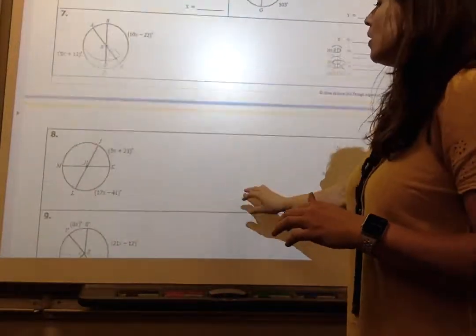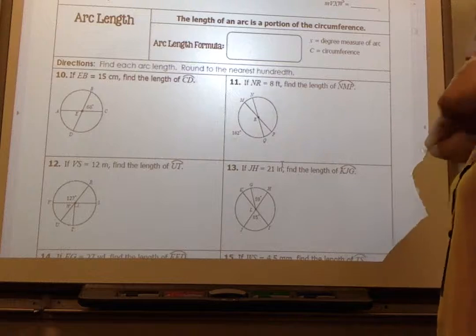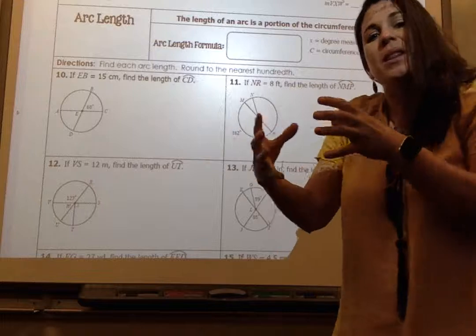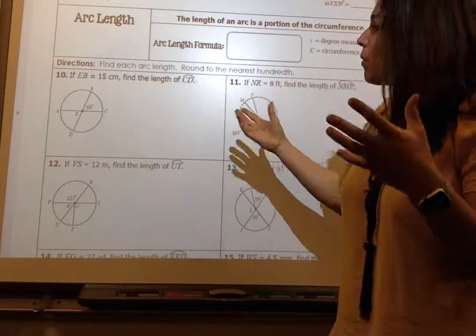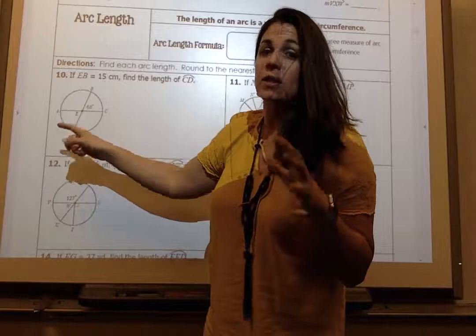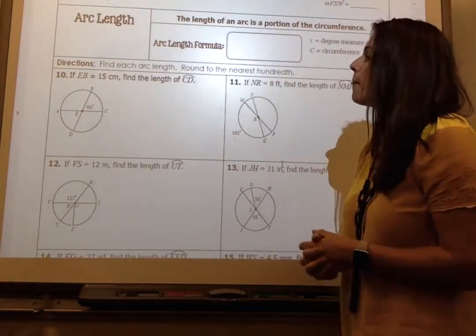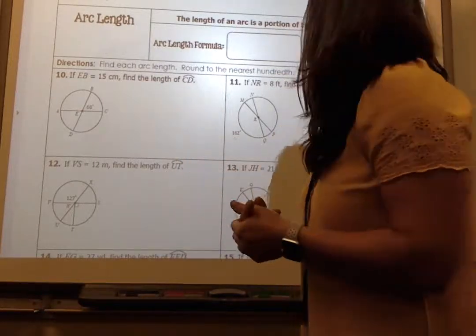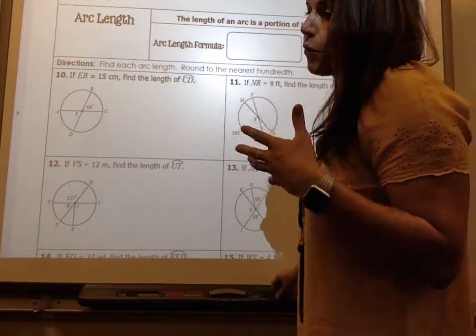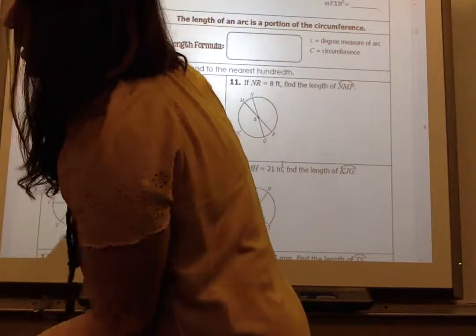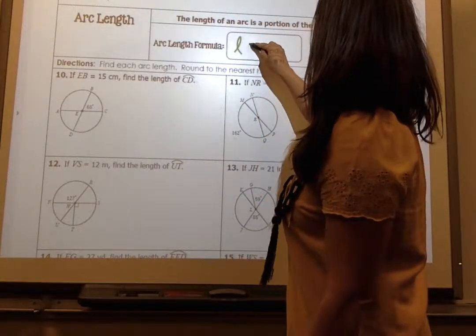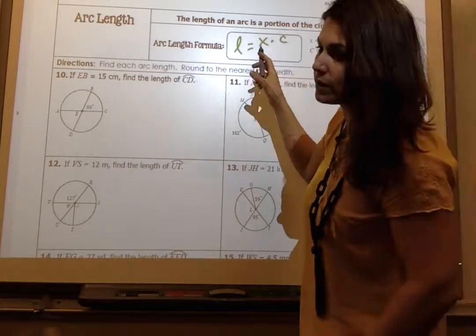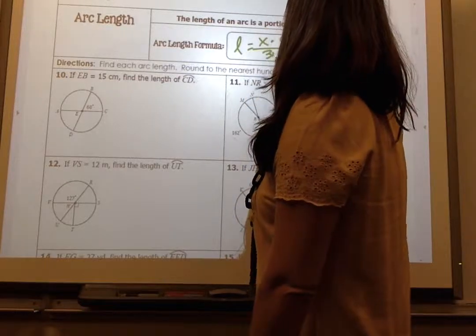Okay, moving on to the arc length. The arc length is a proportion of the circumference. So it's just a little bit of the circumference. Remember that the whole circle circumference is 2 pi r, or diameter times pi. And if I'm looking for a specific section, it's going to be a proportion of that circumference. So the formula for your arc length is: the length equals the degree measure of the arc times the circumference divided by 360.